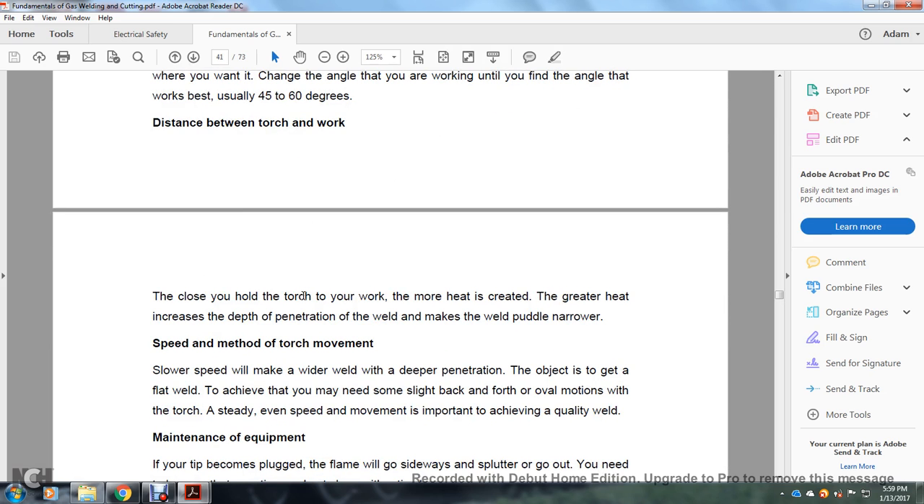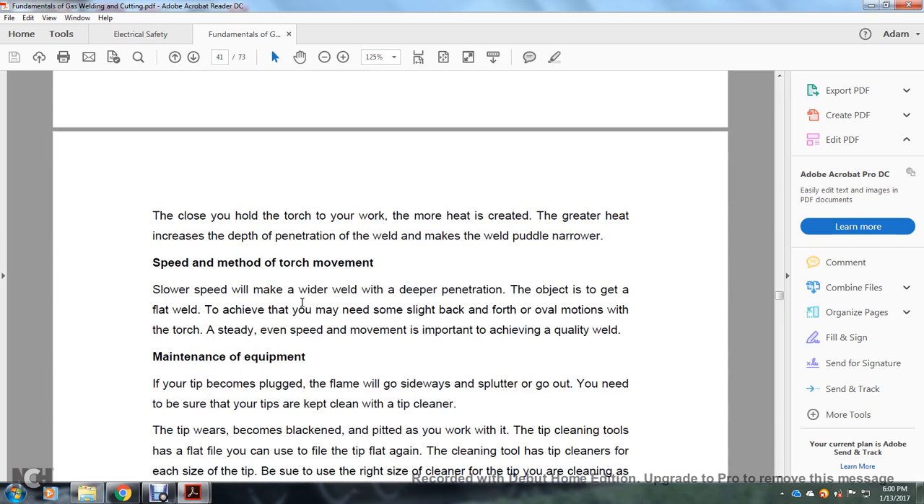Hold the torch close to your work. The closer you hold it, the more heat is created, and the greater the heat, the deeper the penetration of the weld, which makes the welding puddle narrower.